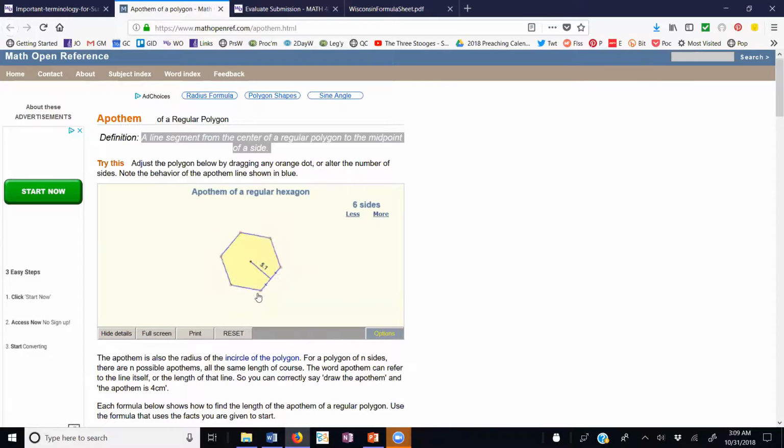Now, one of the things to notice about a hexagon that's important here is that a hexagon can be thought of as 6 equilateral triangles. So if we draw in these radii, we get a nice equilateral triangle here, which is 60, 60, 60, and the apothem forms a 30, 60, 90 triangle on this side and a 30, 60, 90 triangle on this side. So this is our apothem.